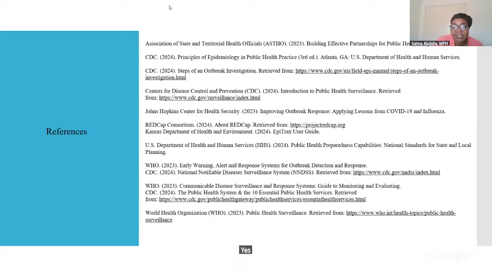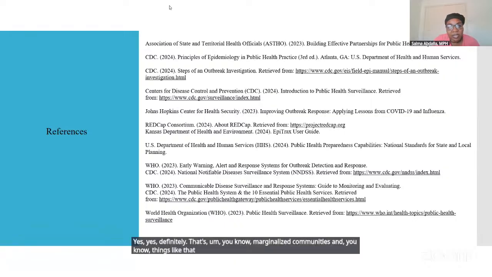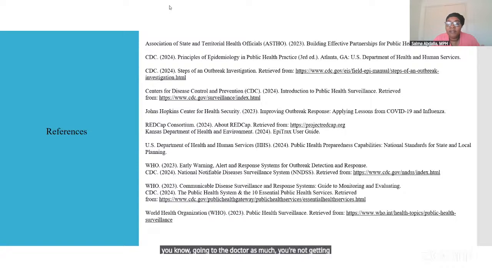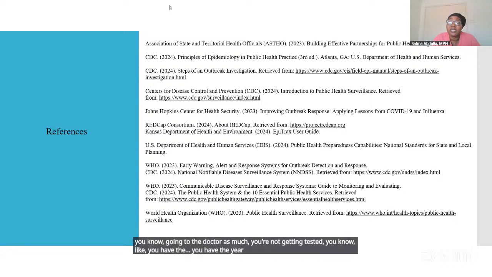Yes, definitely. That's marginalized communities and things like that. It's because, again, it comes back to the importance of going to the doctor and being tested. If you're not going to the doctor as much, you're not getting tested, like we have the yearly evaluations, and there's a gap, then you don't know about being HIV positive. So there's some gap here.